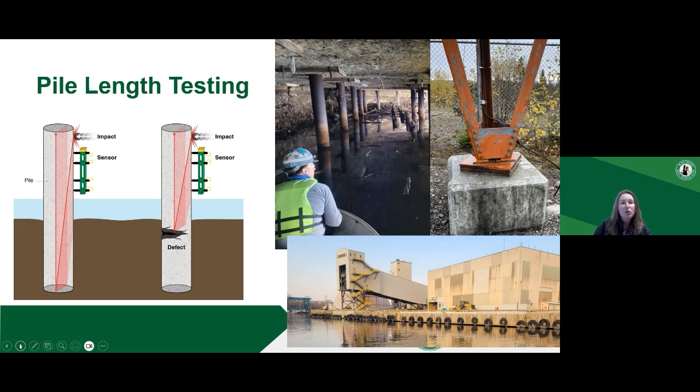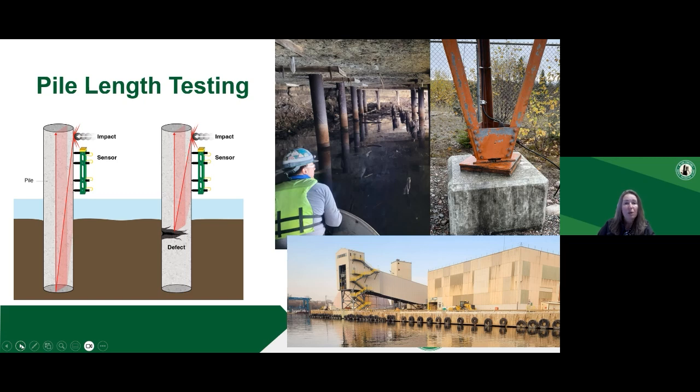IEPV testing can also be used for pile length determination. So after storms, sometimes either vehicles or boats are dislodged, and they can impact bridge piles or building piles and cause cracking. This cracking is not always visible above the water. So this test method allows us to determine whether or not the piles are cracked and estimate the depth to the cracking.